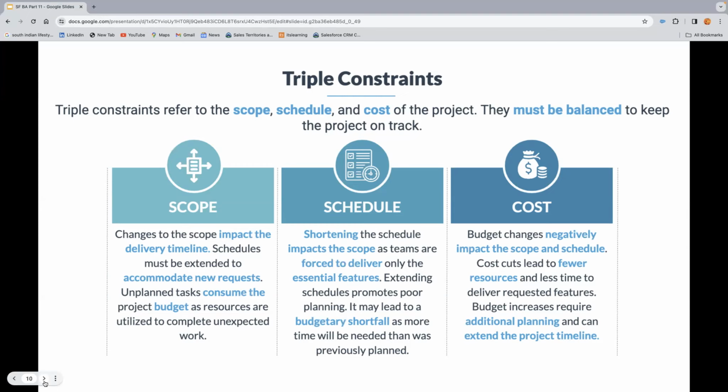Cost. Budget changes negatively impact the scope and schedule. Cost cuts lead to fewer resources and less time to deliver requested features. A budget increase requires additional planning and can extend the project timeline.